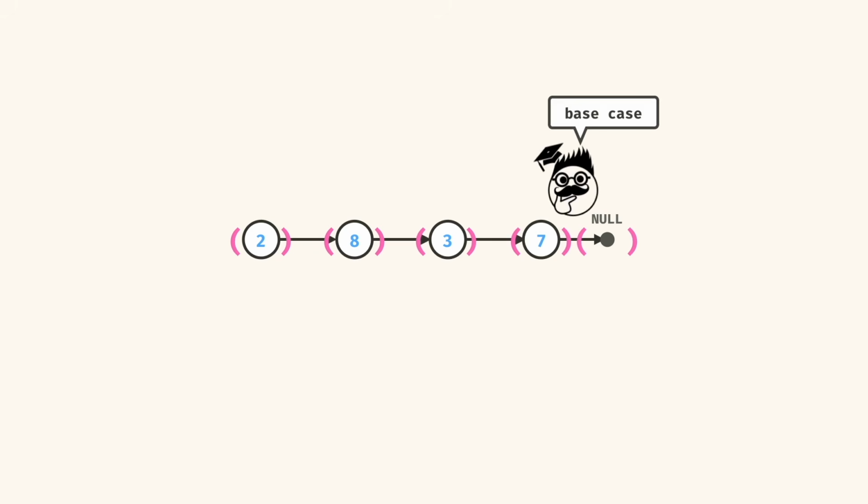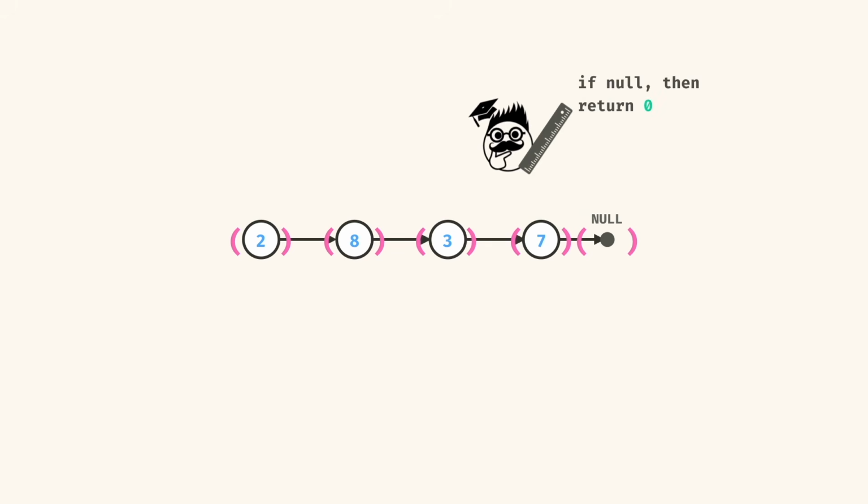I think it's a really great one. What I can do with this base case, right? If my node is null, then I can just return 0. Right? Think of null as if it's an empty linked list.